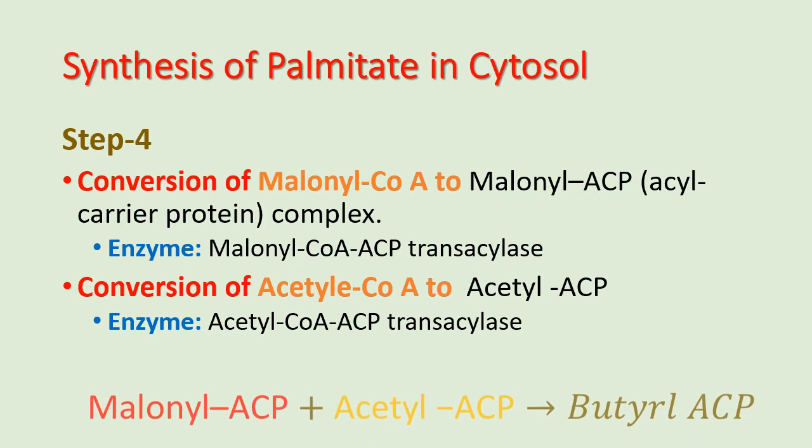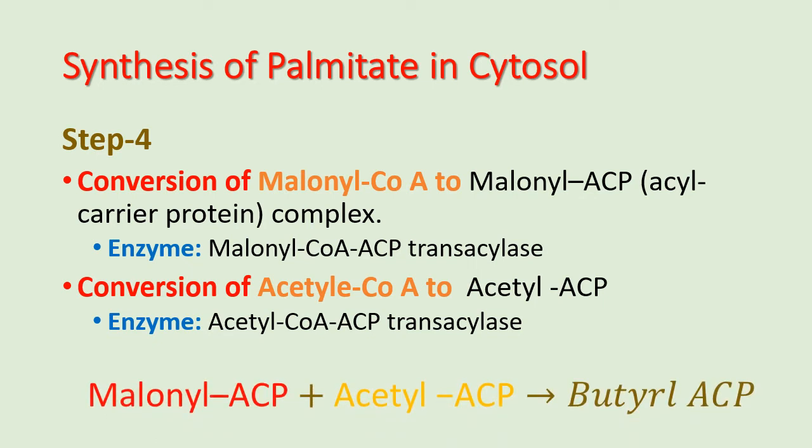And the overall reaction is that malonyl ACP then combines with acetyl ACP, resulting in the production of butyryl ACP. So in this way, a 3-carbon malonyl CoA that reacts with 2-carbon acetyl CoA results in the production of a 4-carbon fatty acid in the form of butyryl ACP. So from 2 carbon, now we have a 4-carbon fatty acid.